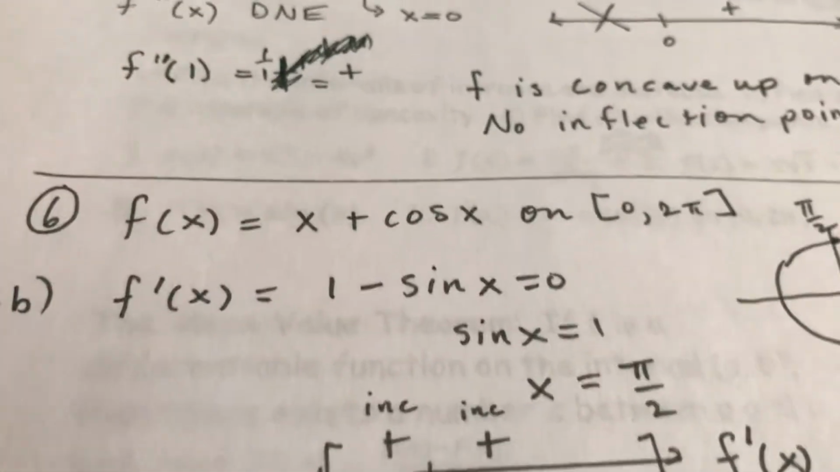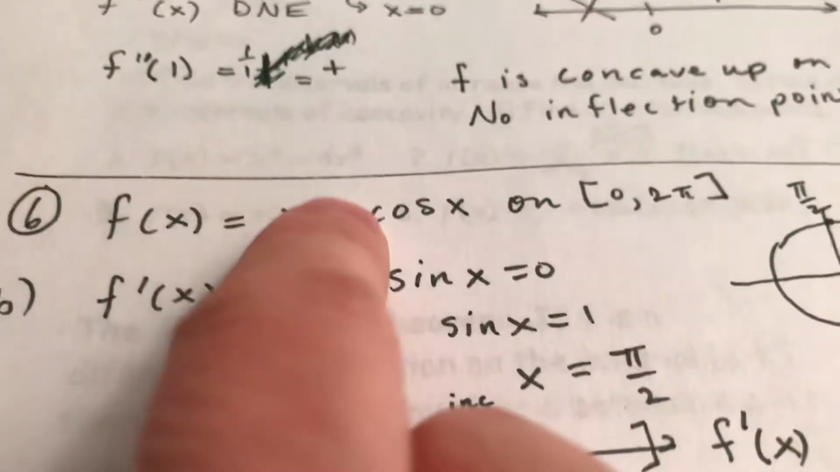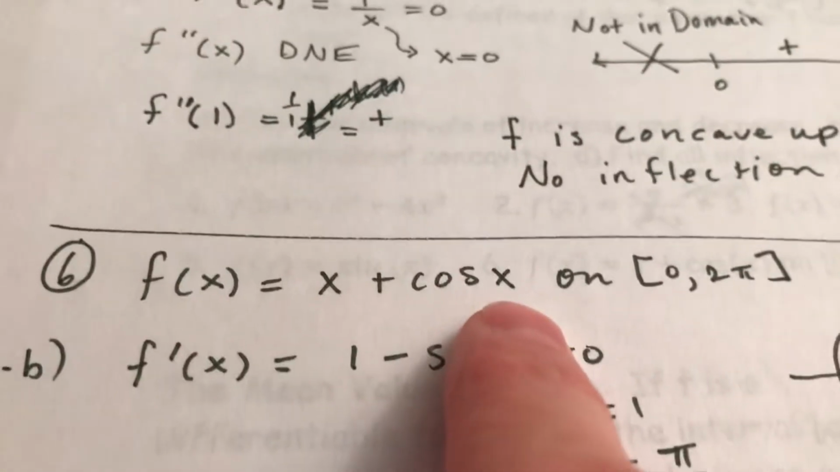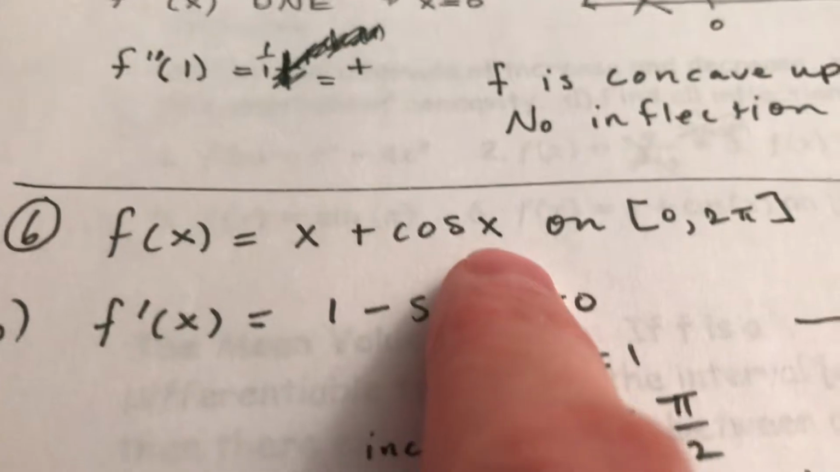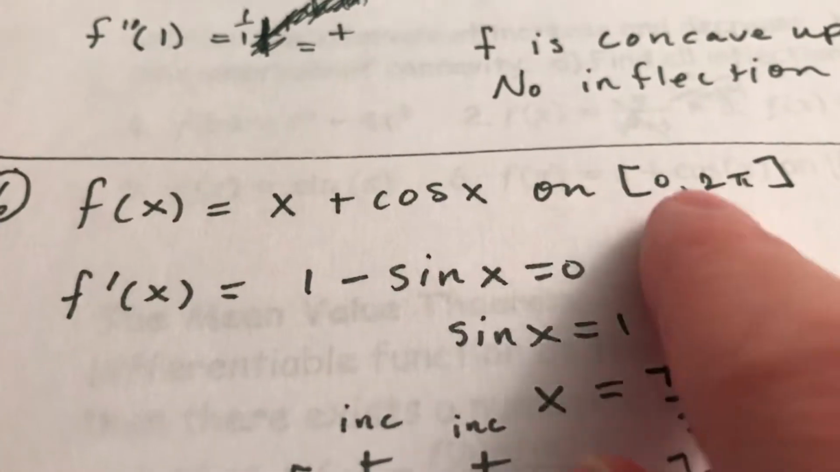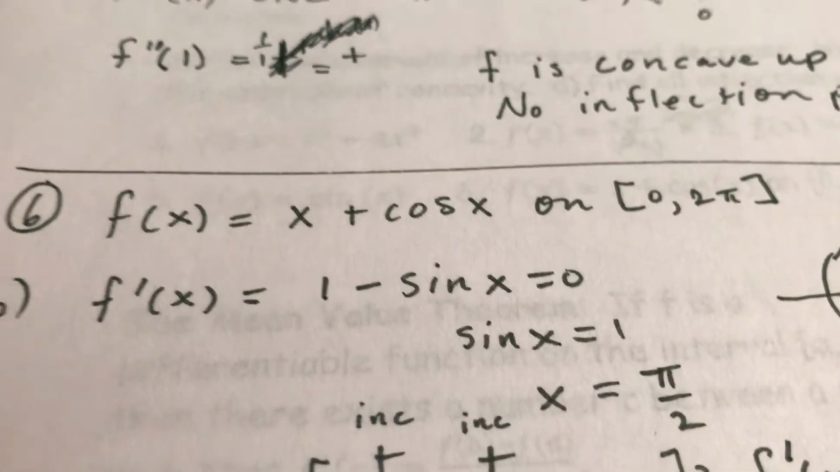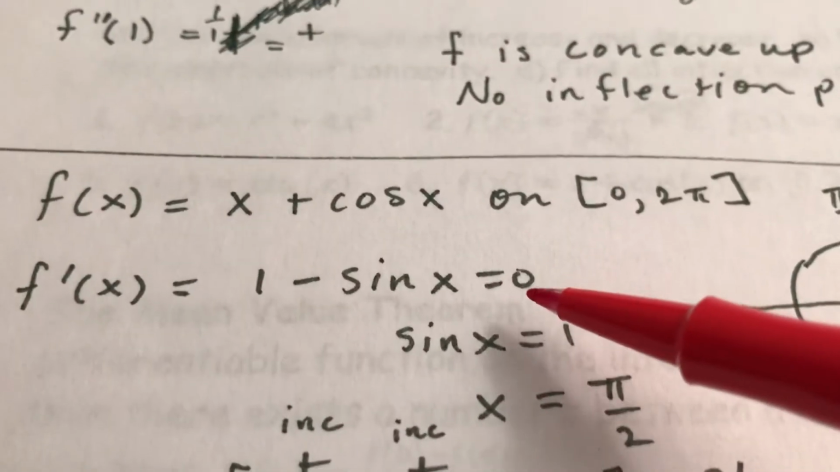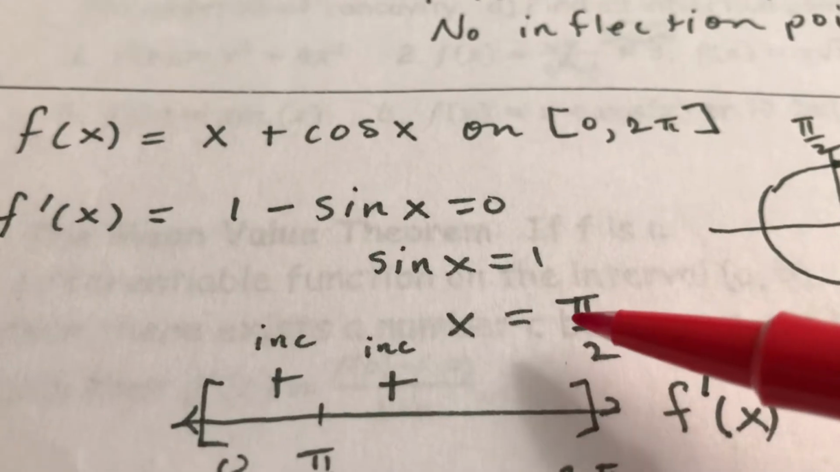Now, the next video, this looks like one I did in class, except I think I had a 2 here. f(x) is equal to x plus cosine x. So now I'm looking at a trig function on the interval from 0 to 2 pi. I take the derivative and I get 1 minus sine x equals 0, and bring the 1 over, and that gives me sine x equals 1.